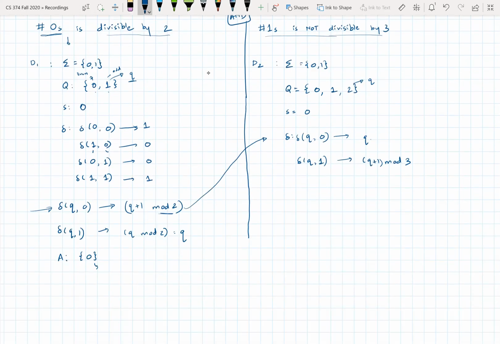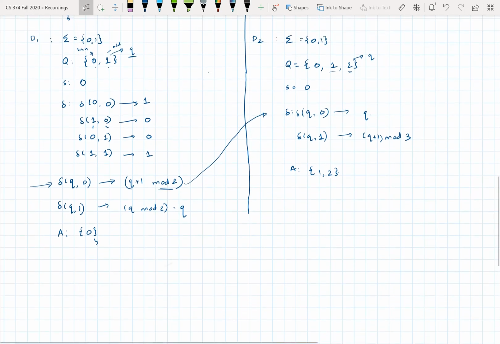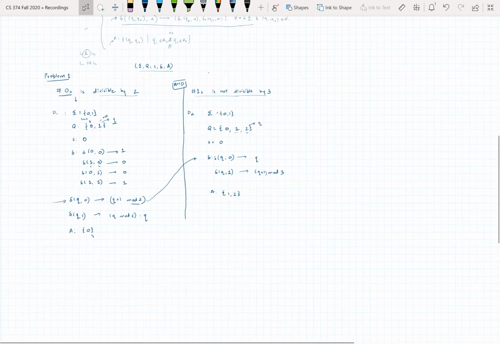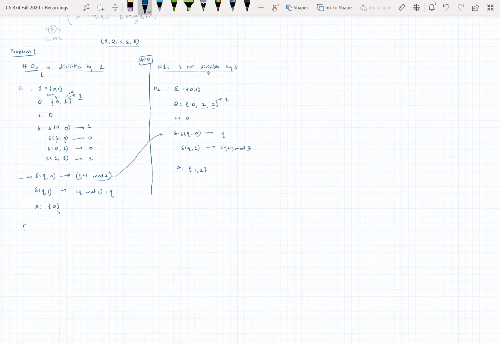And finally, what is the set of accept states? So we want number of ones is not divisible by 3. So it is either the remainder is 1 or the remainder is 2. So the set of accept states is both 1 and 2. Okay. So now, using this, we can write the product DFA. Okay, I will just unzoom this so that we can have both of them in our eyesight.